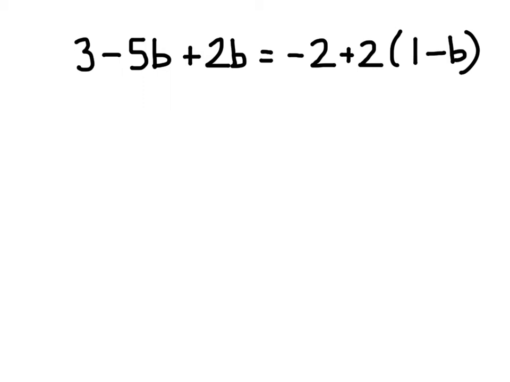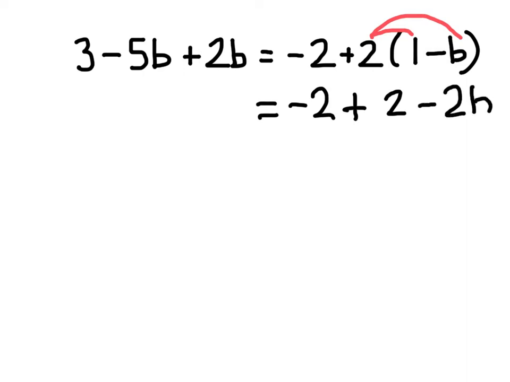Welcome back from pausing the video. Okay, the first thing I would want to do here is distribute the 2 on the right side to get rid of that parenthesis. So that would give me negative 2 plus 2 times 1 is 2. And then 2 times negative b is negative 2b. And I still have all the terms on the left side.